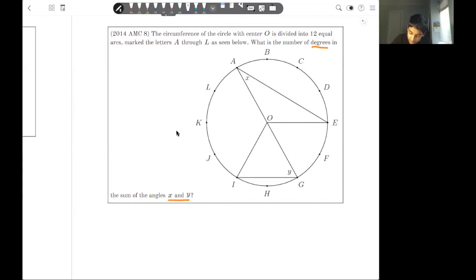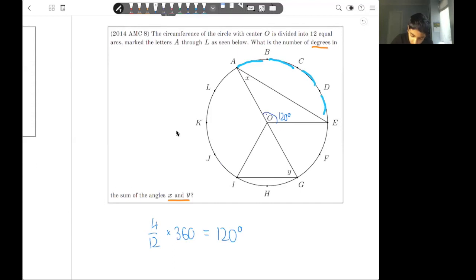So what is the measure of angle AOE, this angle? How big is that angle? Well, this angle includes 1, 2, 3, 4 parts out of 12 parts of the whole circle, which is 360 degrees. So it includes 4/12 of 360 degrees, which is just 1/3 times 360, or 120 degrees. So AOE is 120 degrees, right?